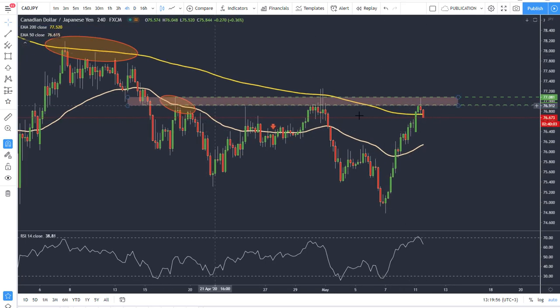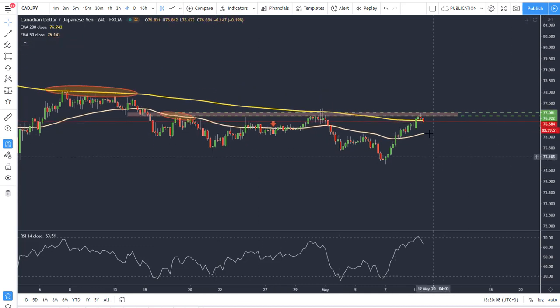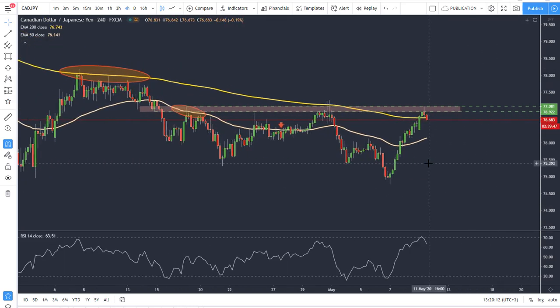Now, moving on to the Canadian Japanese yen. This is probably the most interesting pair of all, simply because the Japanese yen is getting strong, as we just spoke about the Japanese yen previously, and the Canadian dollar is getting weak. There could be quite a massive trend to the downside establishing overall.